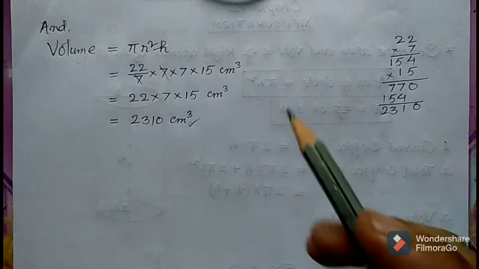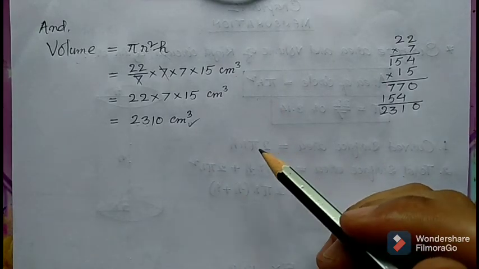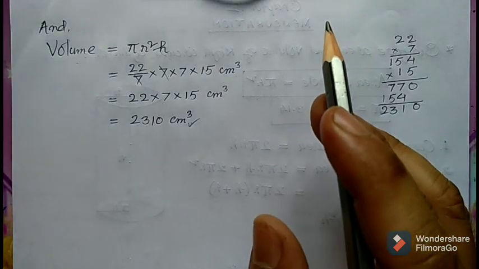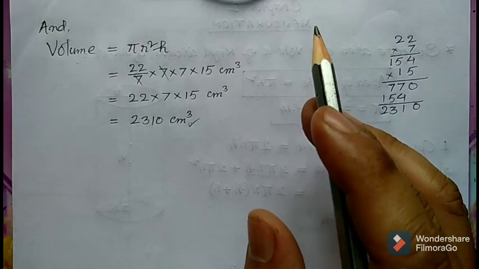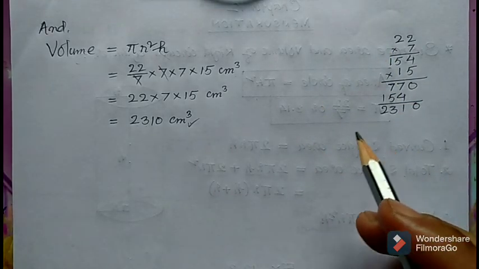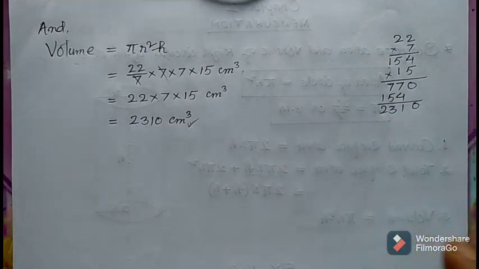So this is how we find the curved surface area, total surface area, and volume of a cylinder. But the most important thing is you should memorize those formulae, and then after memorizing the formulae, you again try to work out this question yourself. Then in the note, some questions will be given for you to do as homework.